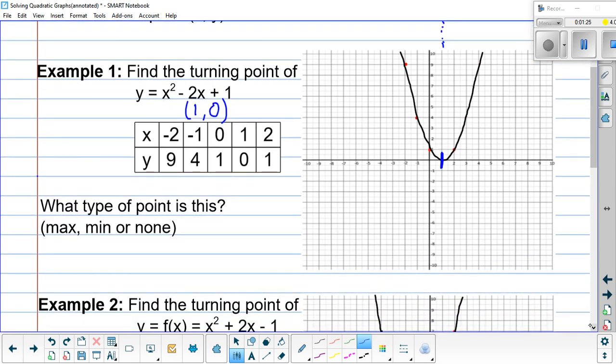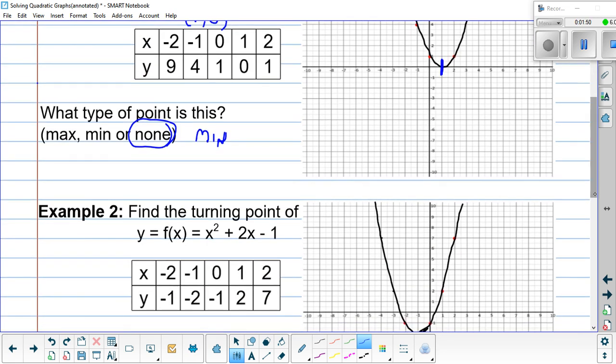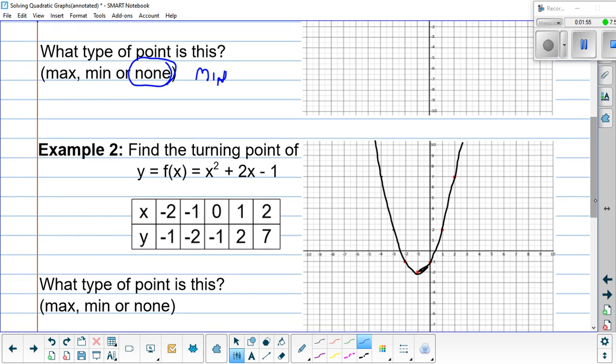Now, what type of point is this? Do we have a maximum value? That's what I always like to ask. These lines keep going, so we don't have a maximum. Do we have a minimum? Oh yeah, it comes to a minimum. I left none on the list because you can have a case where you just don't see one, and so you might say that there is no turning point. But that's when you usually start talking about local mins and local maxes, and it's not very often.